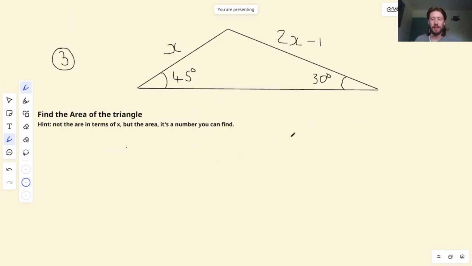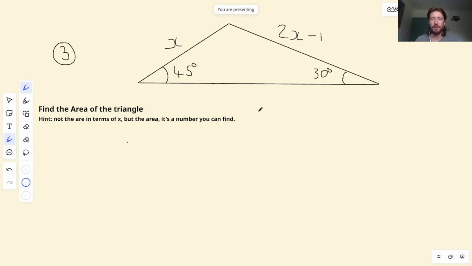Okay, so this is the last problem, and it's a very tricky one. Because we have this triangle, and we have two sides with x and 2x minus 1, and some angles. And we're asked to find the area of the triangle. But I mean the area, not the area in terms of x, the area itself. It's a whole number. So if you think you can do it, feel free to pause here. I'll give you a hint. You should try and find x first, and then you can find the area.